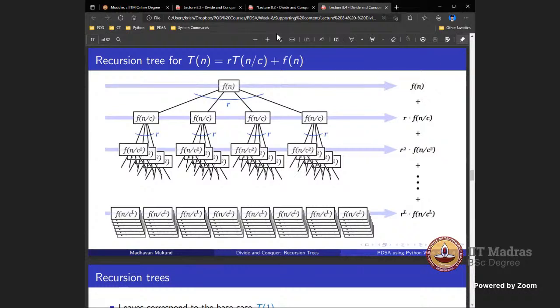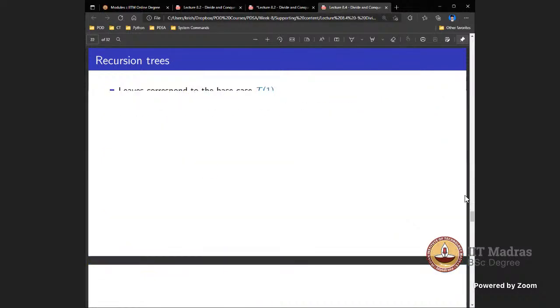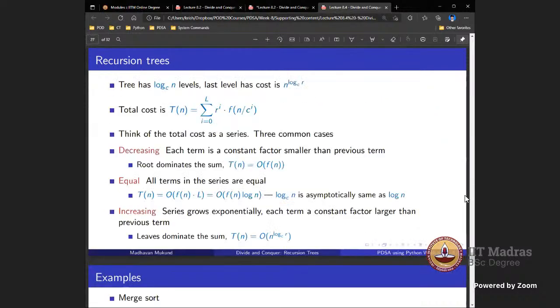Factorial is growing. And am I right that binary search is shrinking? Even in binary search, that will be almost constant. It will be almost equal only. Okay, equal.